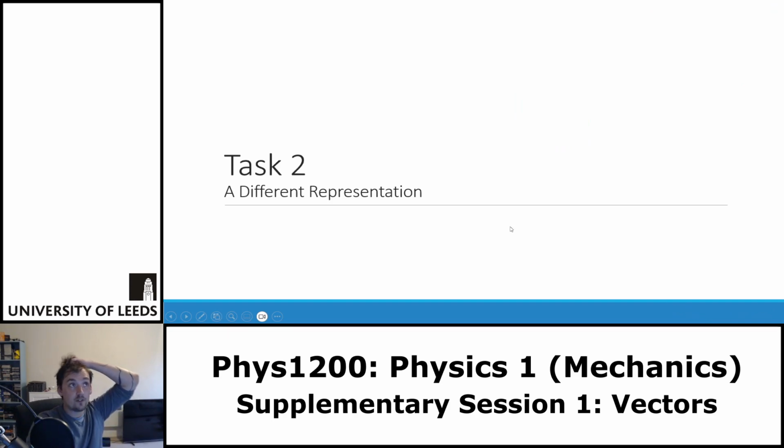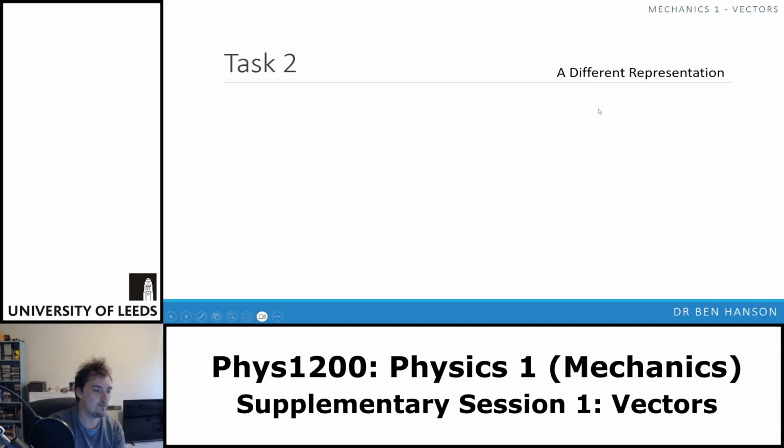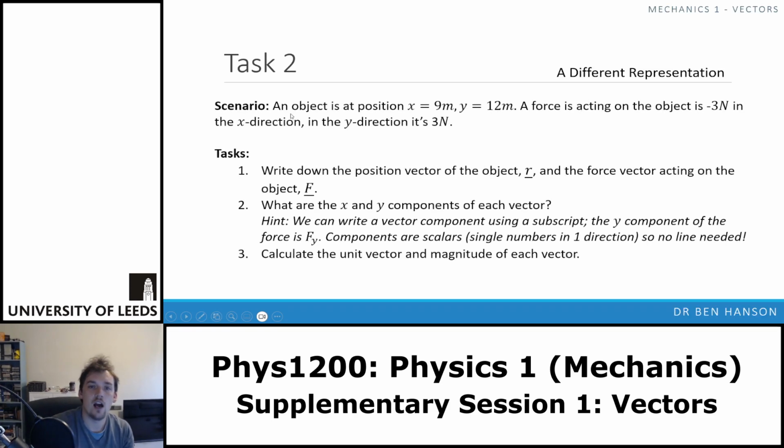So that is enough to bring us on to a second task. A different representation is what I've called it. So here's your scenario. An object is at position x equals 9 meters, y equals 12 meters, and a force is acting on the object, and that's minus 3 newtons in the x direction and 3 newtons in the y direction. Oh, there's a typo there, I might fix that. So the tasks are to write down the position vector of the object r and the force vector acting on the object f.